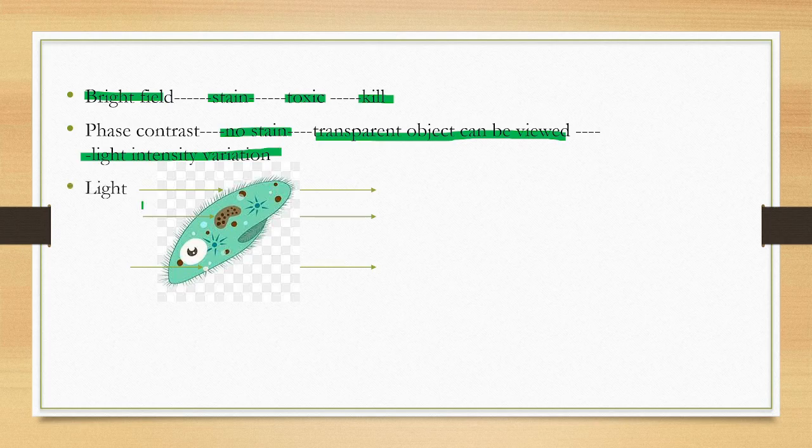In the phase contrast microscope, when the light passes through the object, for example this paramecium, which contains various cell organelles such as the macronucleus, contractile vacuoles, and other organelles, there will be phase changes. There will be deviation in the light rays. This deviation in the light rays is made into a visible form which can be detected by the human eye. That is what the phase contrast microscope is doing.